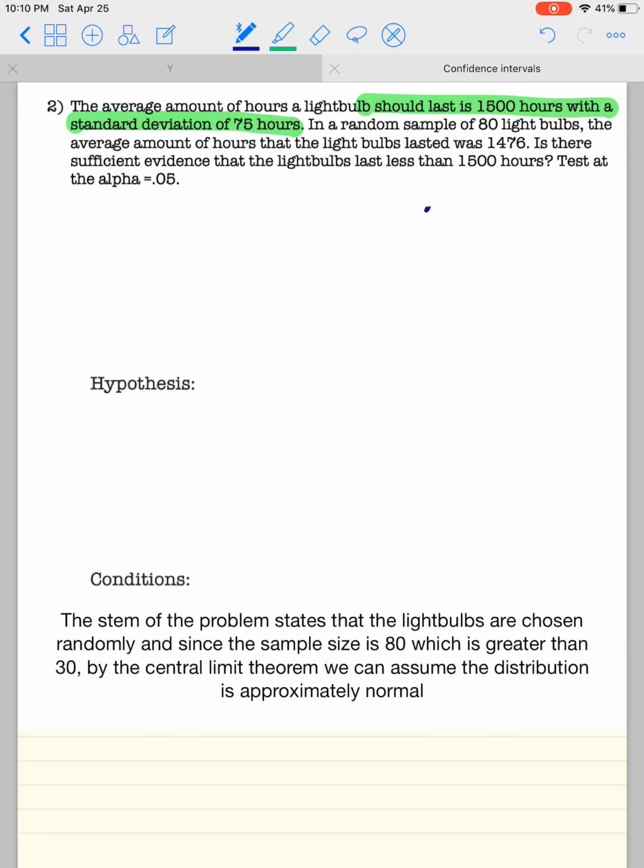Now what you guys should notice in this case, which is a little bit different than the other problem, is that the standard deviation was given almost immediately. That doesn't tell you that it's a population standard deviation. The reason why it's a sigma and not an S is because nowhere have we discussed the sample yet. If it was an S, it would say we took a random sample of light bulbs and this is what we found. And that would make it S.